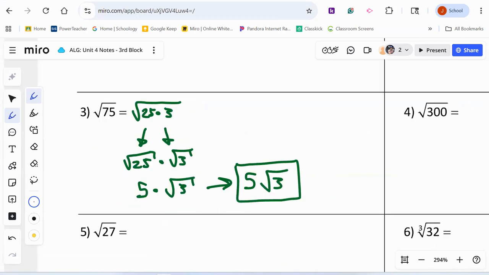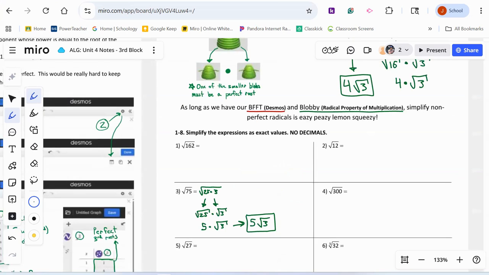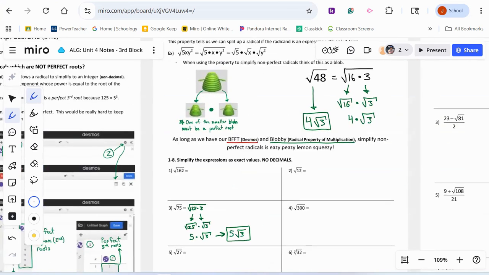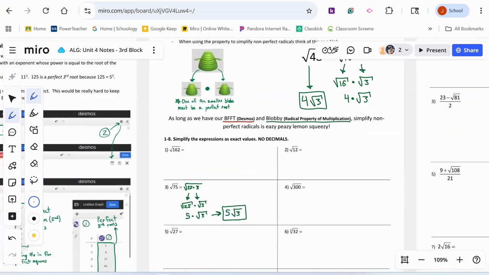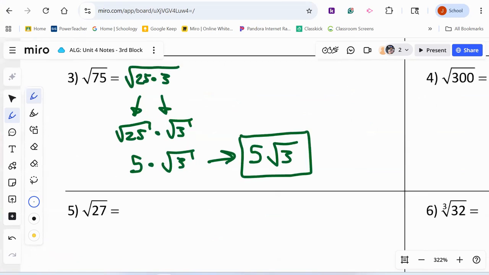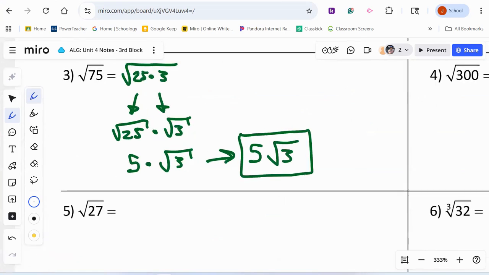So literally, guys, it's just this repetitive process. It's really using your technology, using Desmos to get that list of your perfect squares, and then using the radical property of multiplication, aka the Blobby property, to then split the radical, simplify the perfect root you do have, and the other one just stays as it is. That's the best we can do, right?